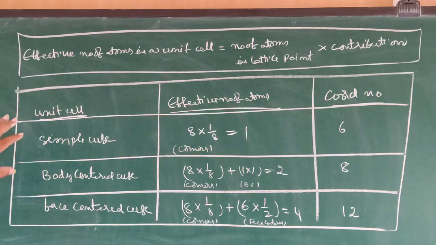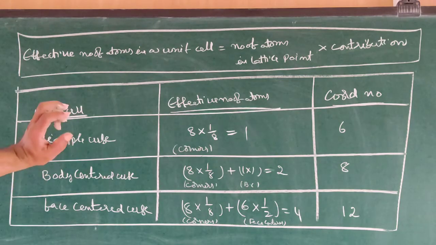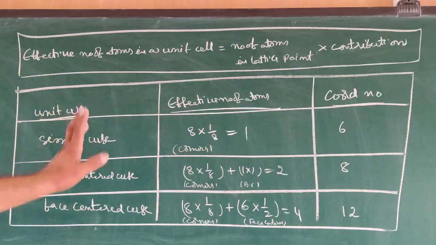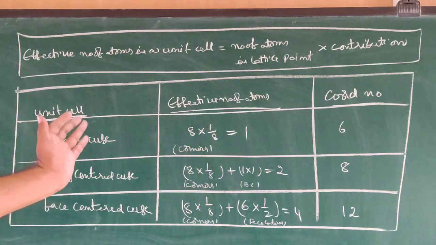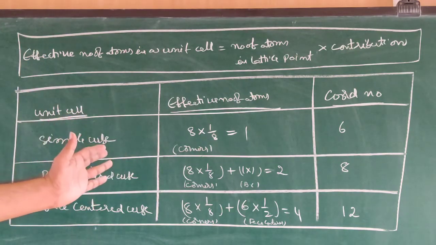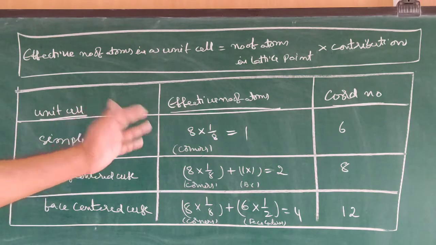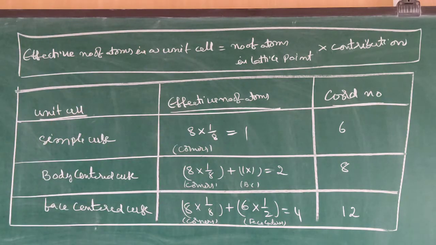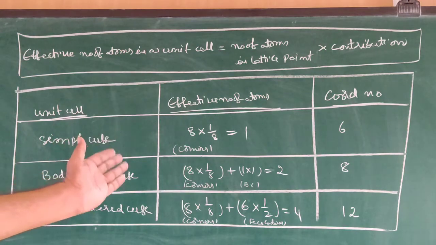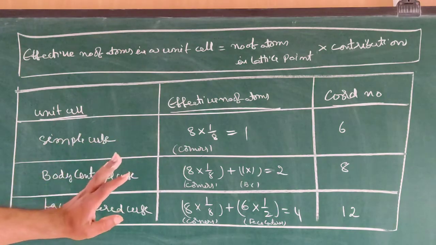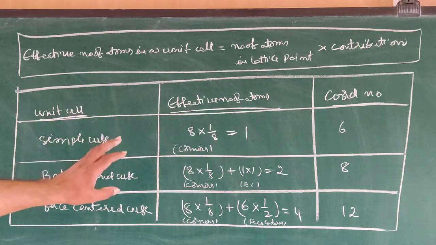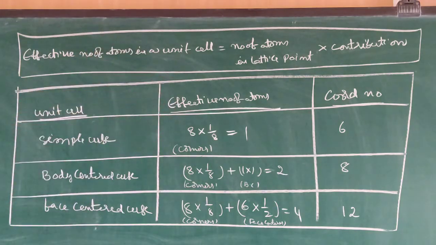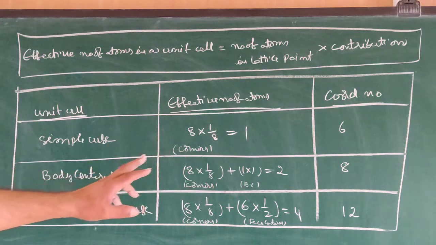If we consider a body centered cube, atoms are present in 8 corners and 1 body center. The contribution of a corner is 1 by 8, so 8 into 1 by 8. The contribution of the body center is 1 by 1, that is 1. So 8 into 1 by 8 plus 1 into 1 is equal to 2. So the effective number of atoms in a body centered cube is 2. Its coordination number is equal to 8. Be careful with these two.